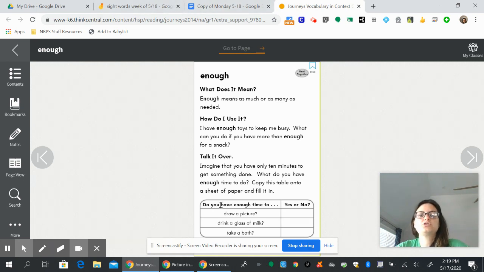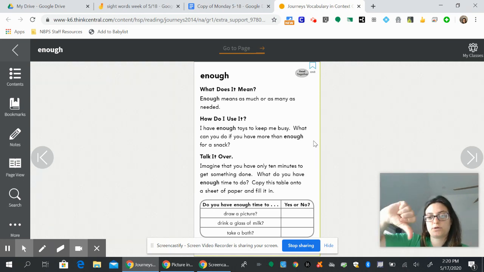Do you have, so we're going to see, it's kind of the same thing. Do you have enough time to draw a picture? Yes or no? I'm going to say yes because we're still in quarantine, right? So drawing a picture can be something that we have enough time to do, maybe after our homework. Okay? Do you have enough time to drink a glass of milk?